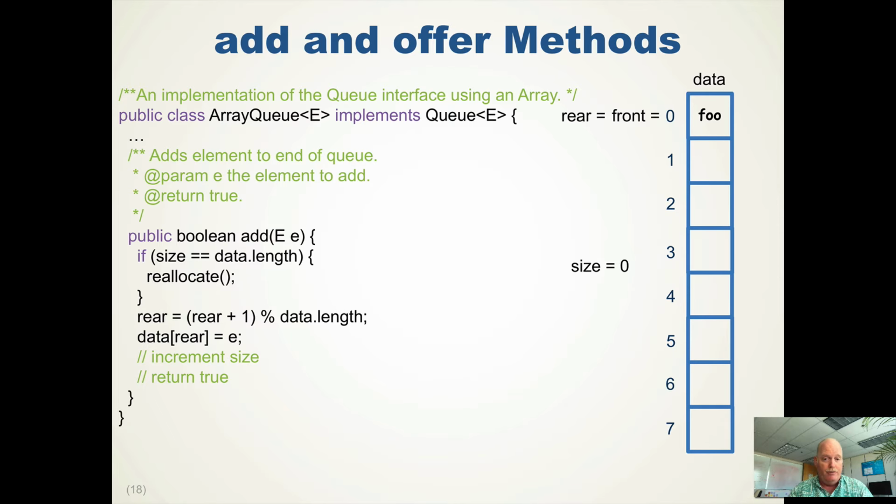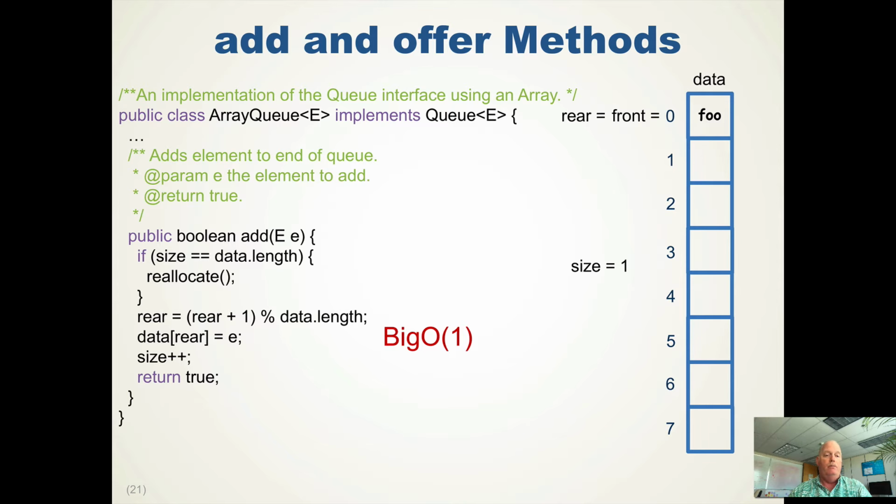Front is pointing to the first item in the queue. We have to increment our size to get that correct. And now we can indicate successfully adding the item to the end of the queue. So we return true. And then we say, what's the big O of this?